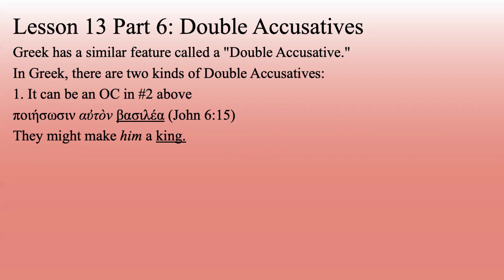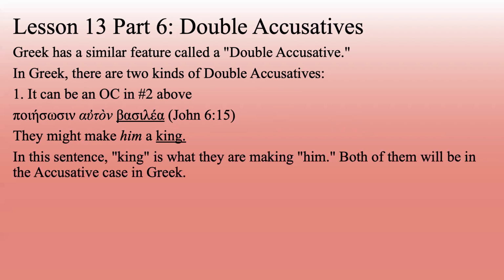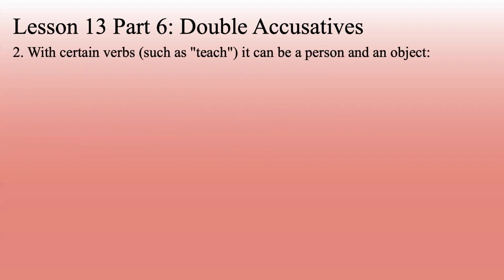They might make him to become a king, but we don't need to throw in that "to become." It actually is a little awkward if we do in English, but that's what it means. They might make him a king. In this sentence, king is what they're making him. Both of them will be in the accusative case in Greek. Then with certain verbs such as teach, it can be a person and an object. This is a different kind of double accusative feature in Greek we don't really have in English.